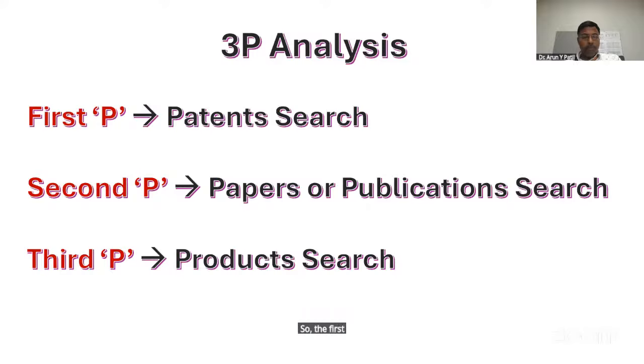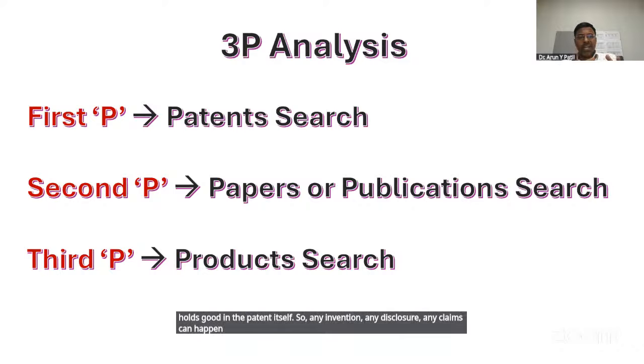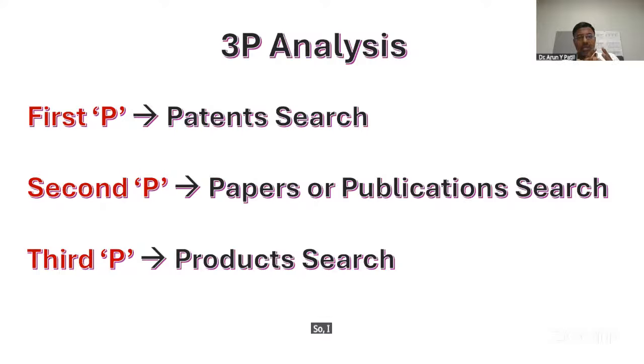So the first P talks about the patent search. We say nearly 70% of the research backdrop holds good in the patent itself. Any invention, any disclosure, any claims can happen through the patent itself. So I expect that when you are doing a literature survey, you give utmost importance to patents. The second P is the paper or publication search. Many of you might have been doing this, but you can't miss out the third one, which is the product search.